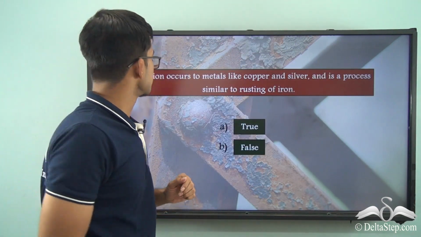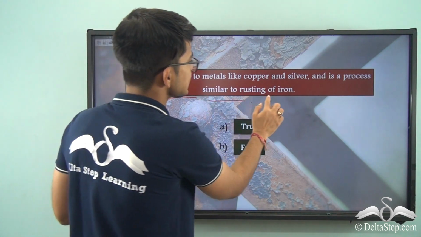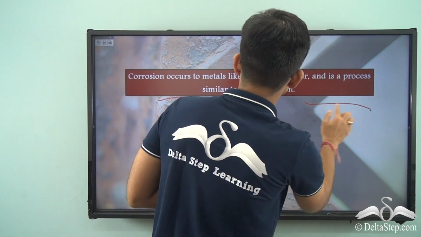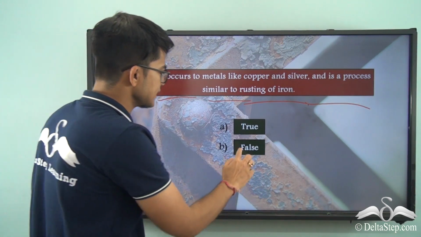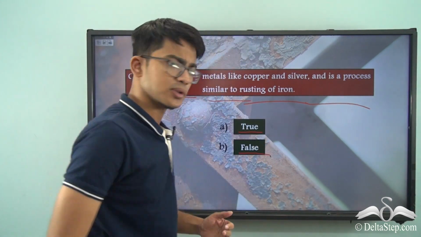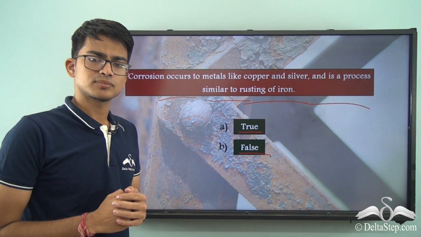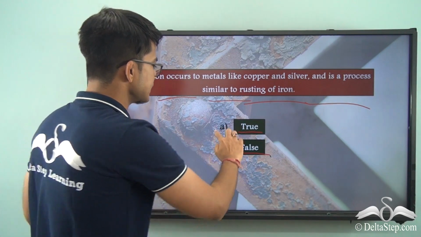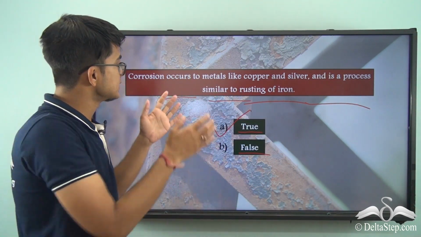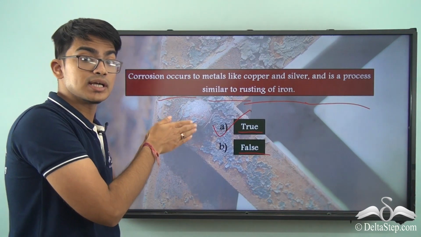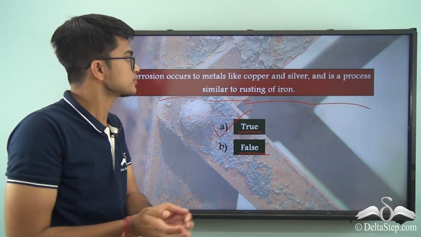Now, there's a question for you. Corrosion occurs to metals like copper and silver and is a process similar to rusting of iron. Okay, so option A is true, option B is false. The correct answer is definitely option A, true. It's a process like the rusting of iron, it's just named differently. It's corrosion, and for iron it's rusting.